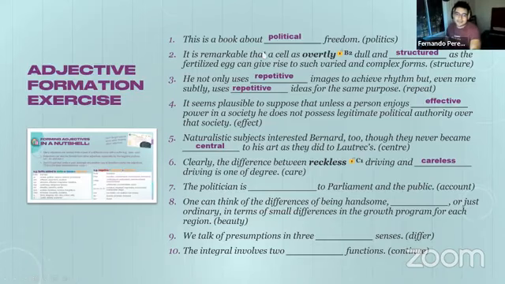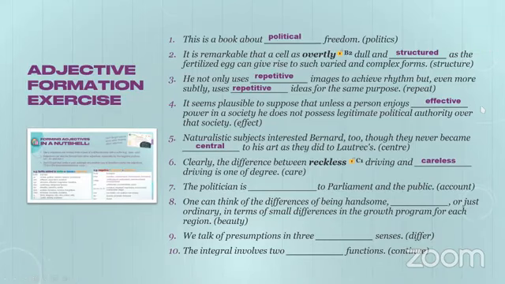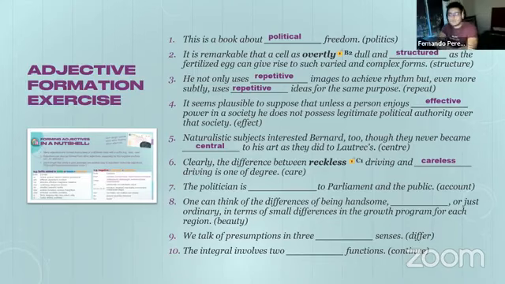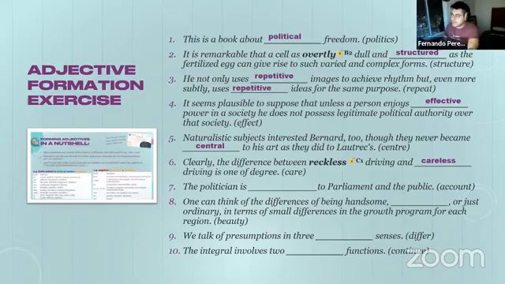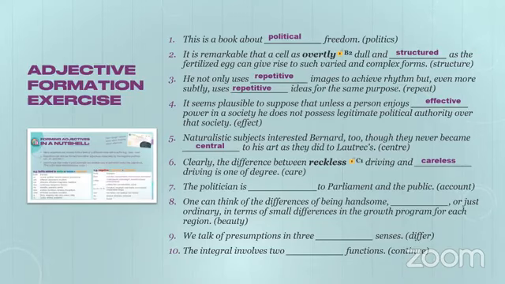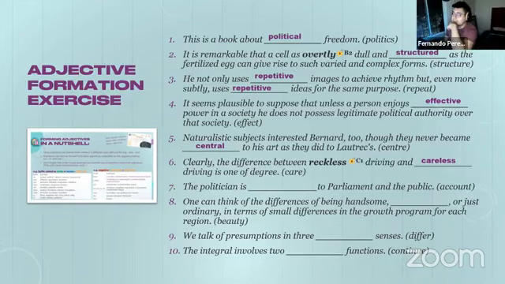Good job. Number 7, Isaac. The politician is accountable to parliament and the public. That one is the most difficult, actually. Really? Is it accountable? Wow, you are correct.